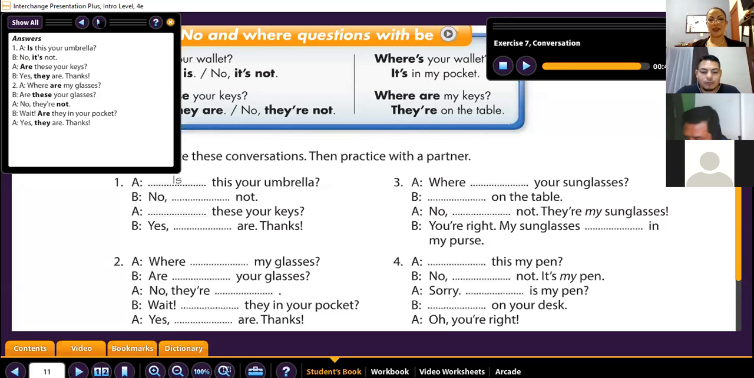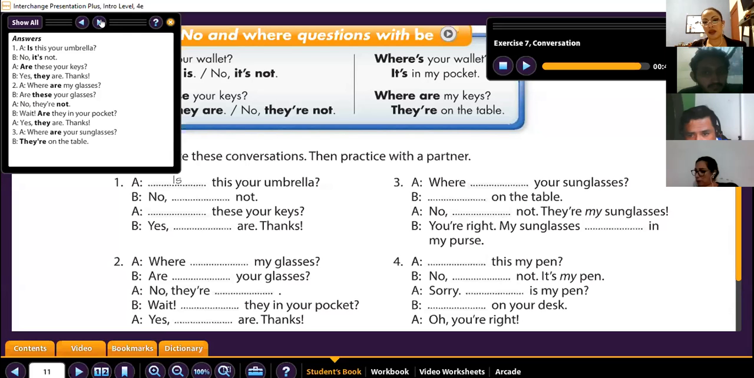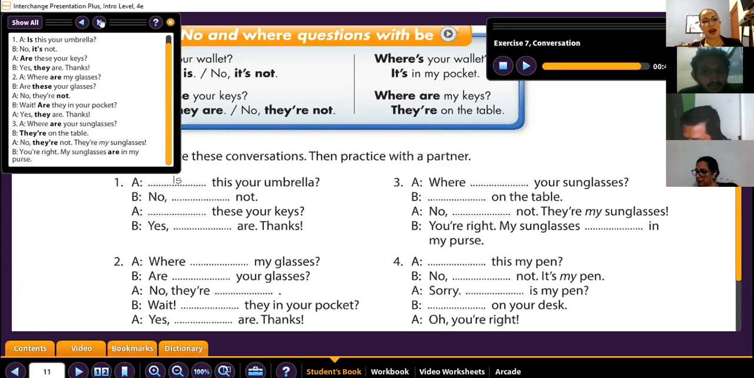Okay, conversation number three. Where are your sunglasses? They are on the table. Good. No, they are not. They are my sunglasses. Oh, you're right. My sunglasses are in my purse.